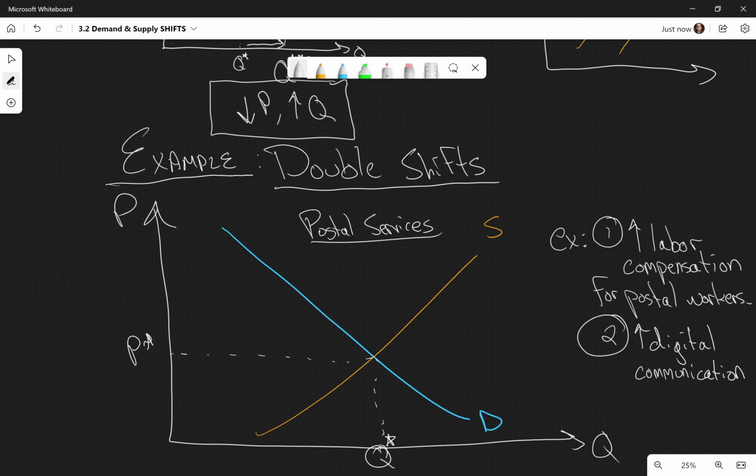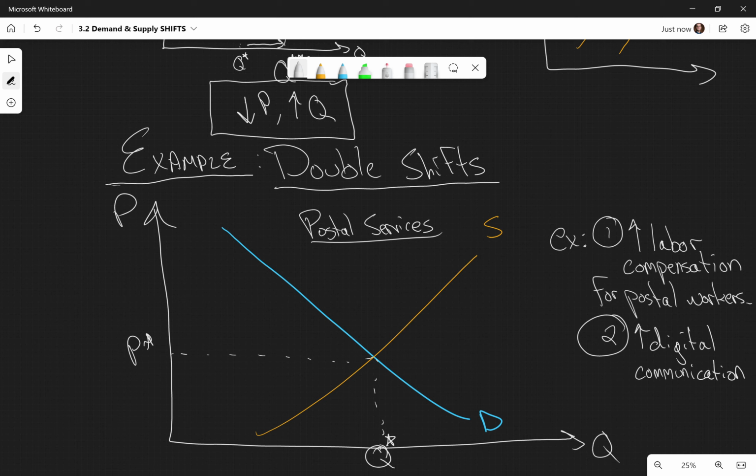So the first thing we're going to do is take the first one, increase in labor compensation. We have to go back and ask ourselves: does this impact preferences? Does this impact the number of consumers? Does this impact the price of related goods? Does this impact the expectations for the future? None of that is impacted by the increase in the labor compensation for postal workers.